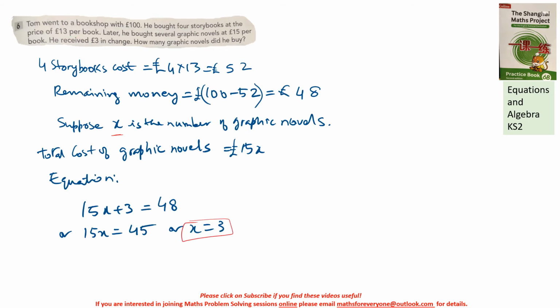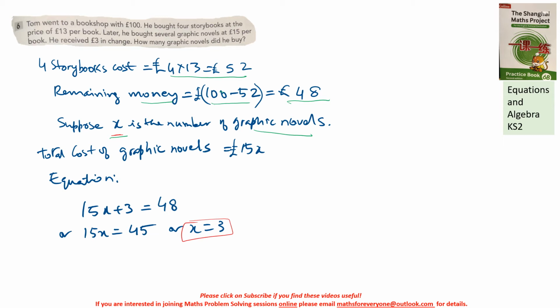So the question is, he went with £100. Then he got 4 storybooks at £13 a book, so how much did he spend? 4 times 13 is 52. So he has spent 52, and the money remaining is 100 minus 52, that's £48. Now assume x is the number of graphic novels he got.